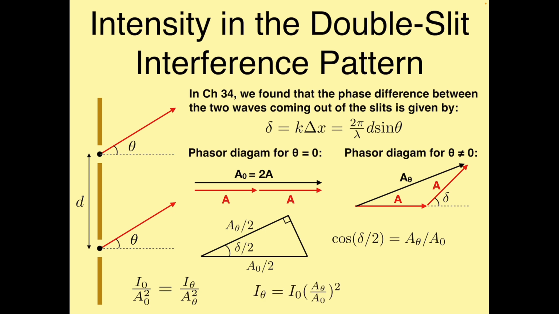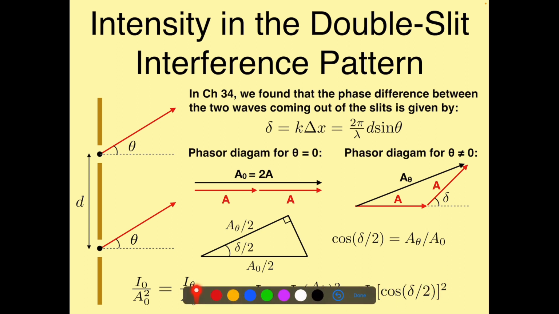And if we solve for I theta, that gives us I0 times A theta divided by A0, all squared. So the ratio of the amplitude squared, but we know what that is. That's cosine delta over 2. So we have I theta is equal to I0 times cosine delta over 2 all squared. So that's how we describe the intensity in a double-slit interference pattern.